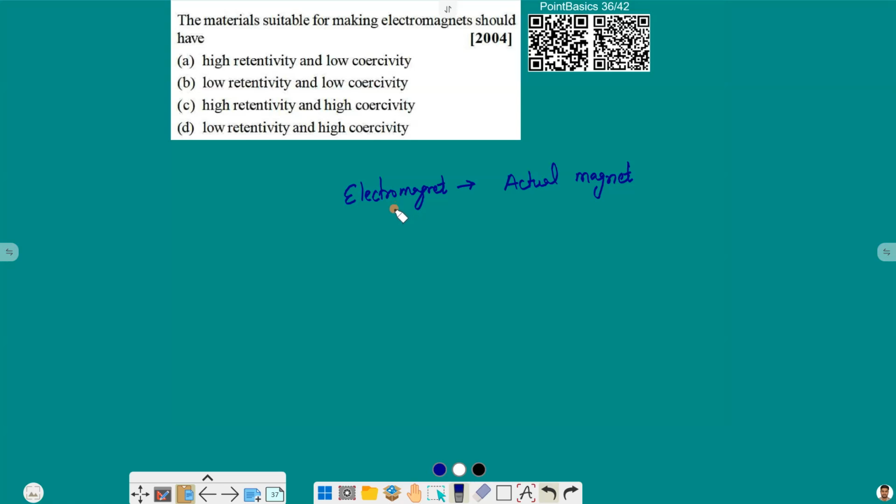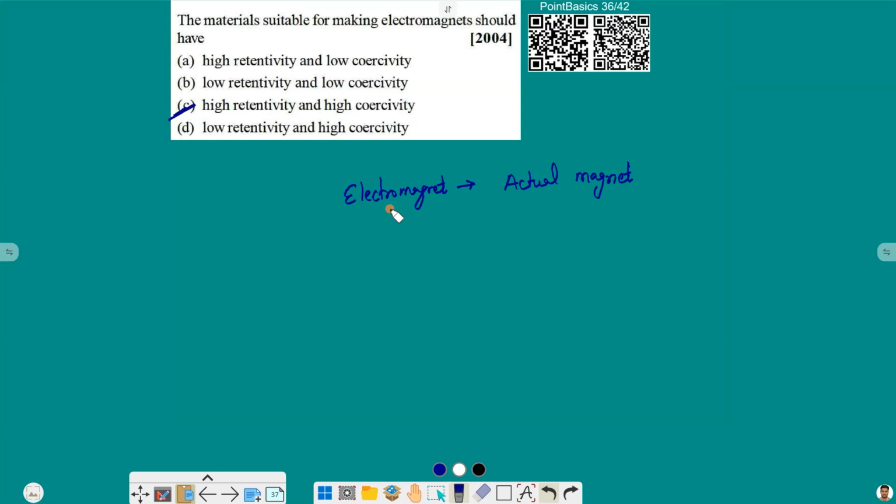So if we are replacing an actual magnet with an electromagnet, then it is required for it to retain its magnetic property over time. And for an electromagnet to retain its property over time, it needs to have high retentivity and high coercivity. So in that regard, option C will be the right answer.